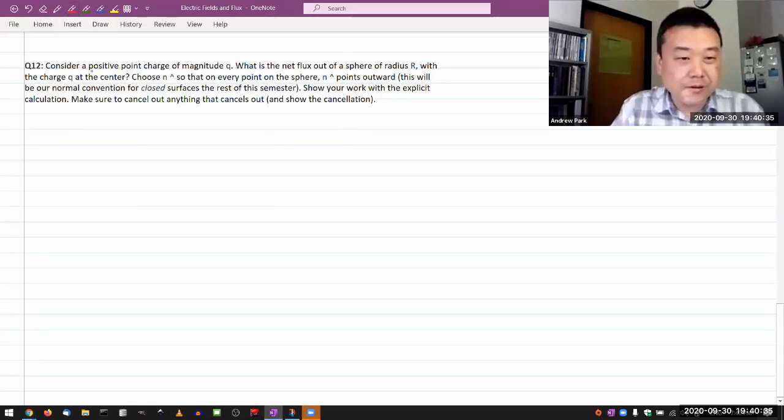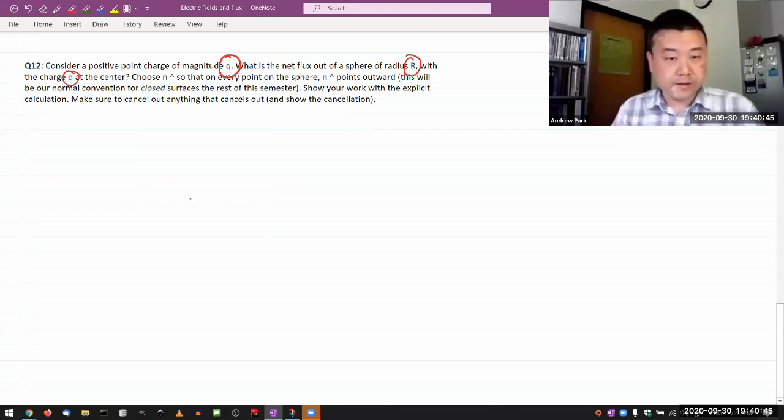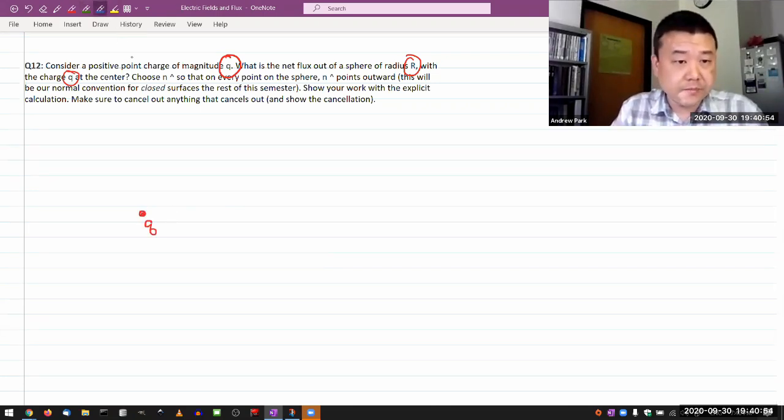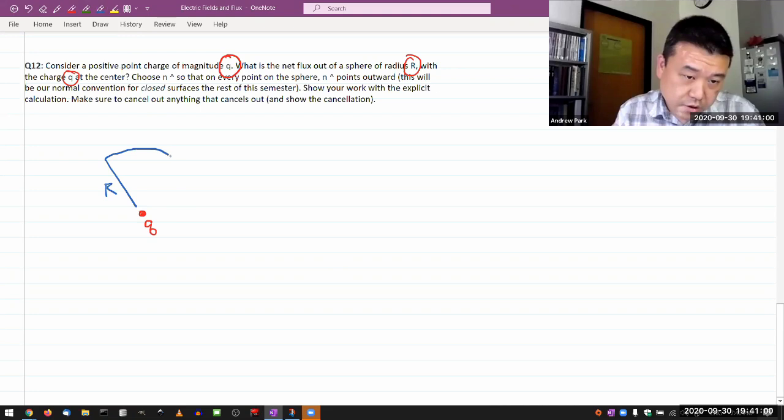It says consider a positive point charge. What is the net flux out of a sphere of radius r with a charge q at the center? All right, let me draw that. So I have charge q, and I'm going to draw my sphere so that the q is at the center of that sphere. Let me draw my sphere of radius r with the charge at the center.